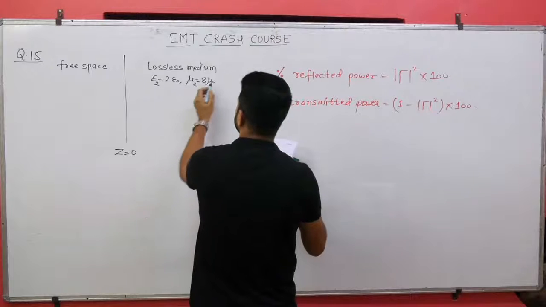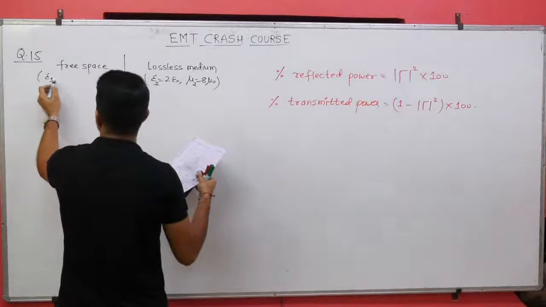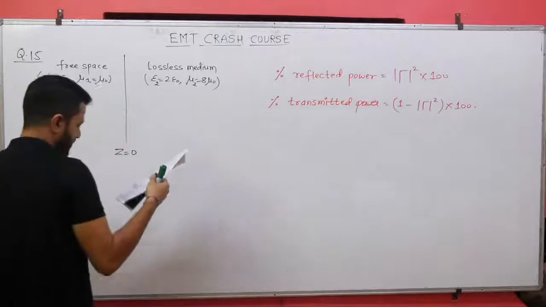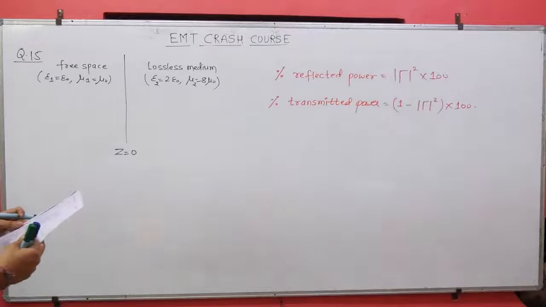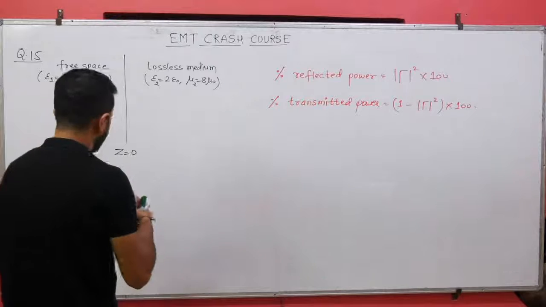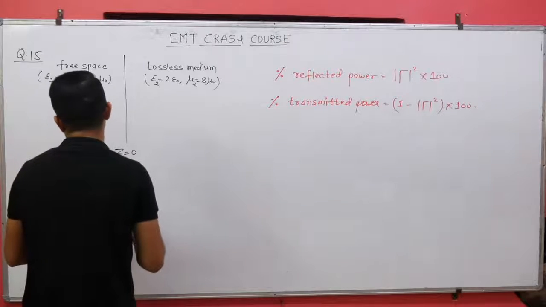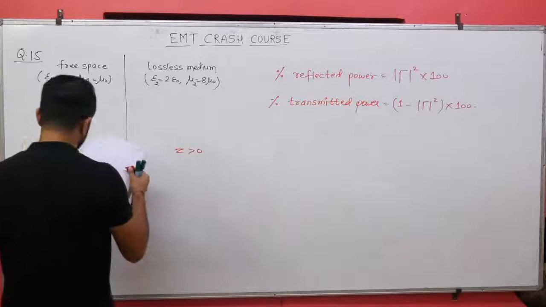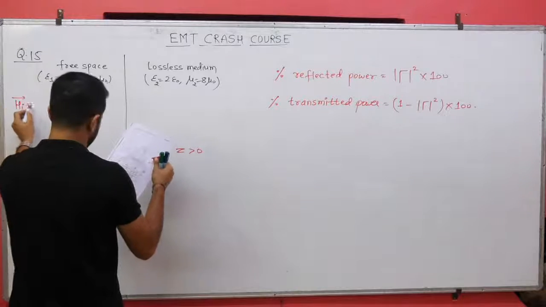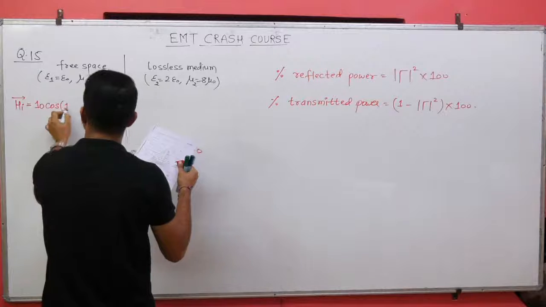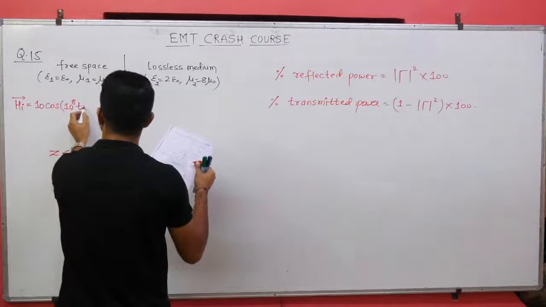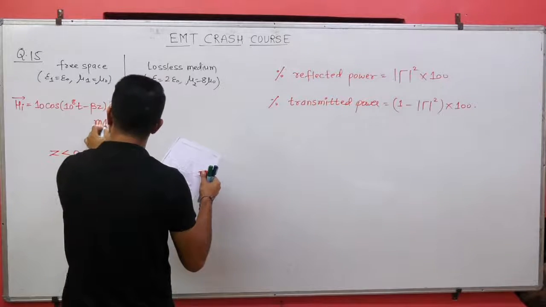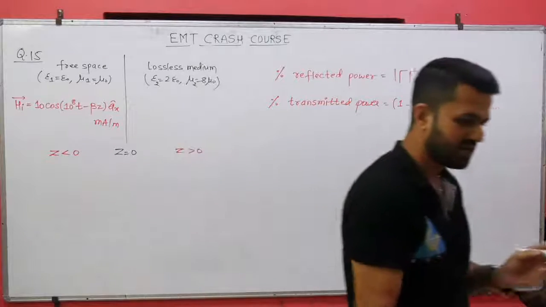So this is epsilon 2 and mu 2, and this is the first medium. So here epsilon 1 is equal to epsilon naught, and mu 1 is equal to mu naught, because it is free space. The wave is normally incident on the z greater than 0 plane, and the magnetic field is given. This is z less than 0, medium 1, and z greater than 0 is medium 2. The incident magnetic field is given as Hi equal to 10 cos of 10 to the power 8 t minus beta z, Ax cap, in milliampere per meter.